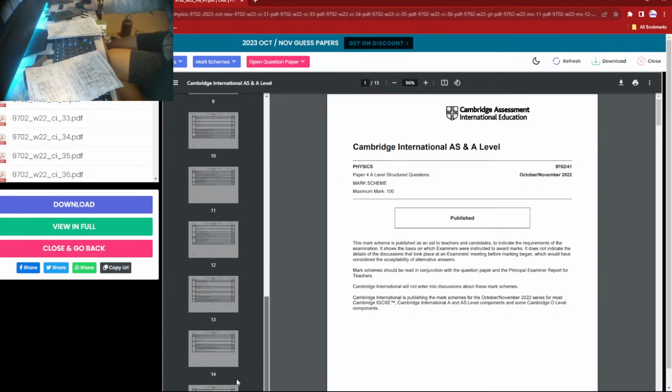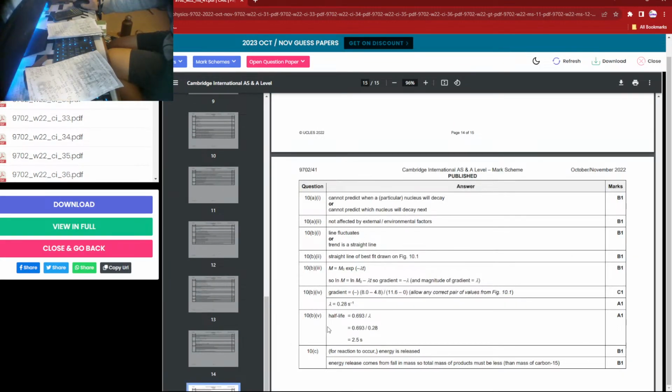Let's go all the way down. Less than. Okay, so energy is released. Energy comes from fall in mass. Oh yeah, so the fall in mass is equal to the product, so it must be less than. Yeah. Alright, so I got it wrong in this one.